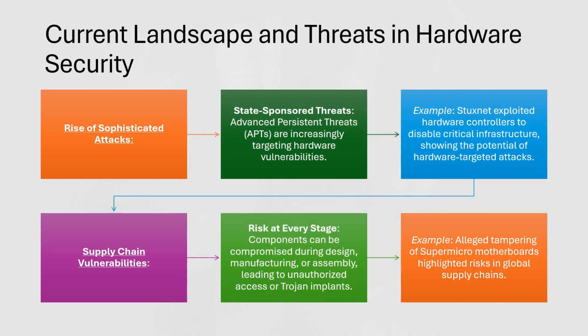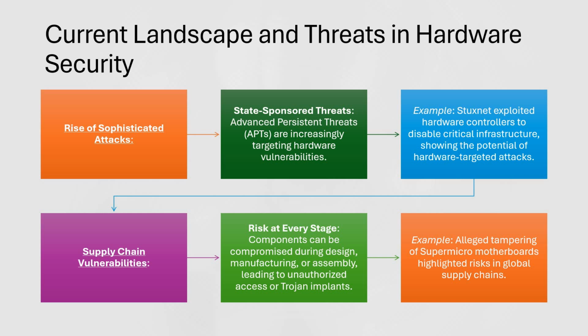Well, what is the current landscape and the threats that we have in hardware security? Rise of sophisticated attacks is the first and foremost problem that we are looking into. We have advanced persistent threats, we call them APTs. They are increasingly targeting hardware vulnerabilities, and that's one point that we have to be worried about. Stuxnet exploited the hardware controllers to disable critical infrastructure, and it has shown the potential of hardware targeted attacks to the industry.